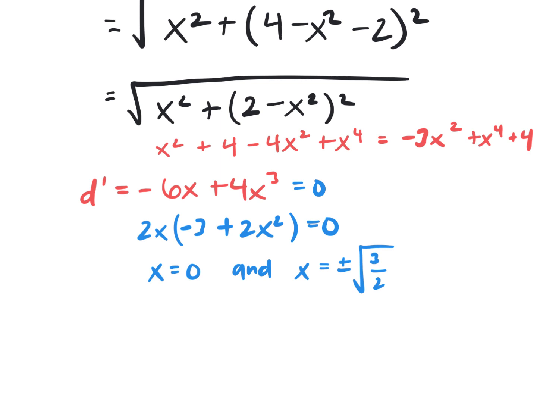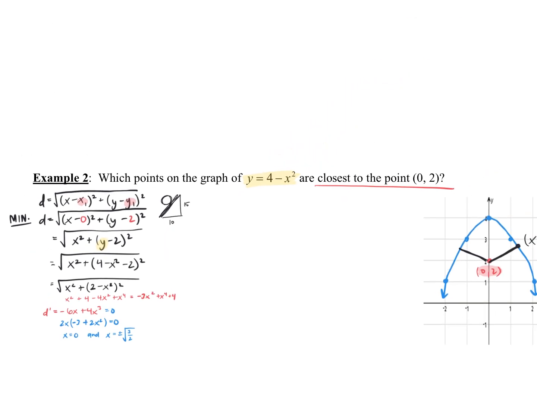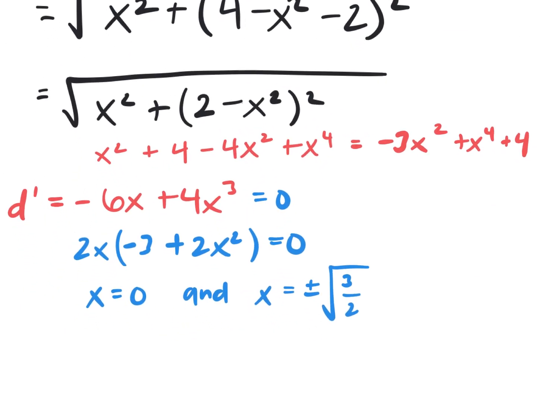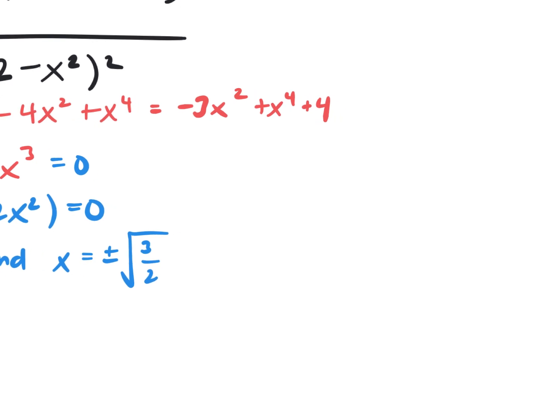Okay, so now we need to think about our problem that we're solving. Can x be 0? No. But could x be the other two? Yes. So we're going to omit the answer of 0 because that just doesn't make sense in the problem that we're given. Okay. And we are going to look at the values of plus or minus the square root of 3 over 2. Okay. So these are the values that are going to minimize the distance. So I need to find out what the y value is.